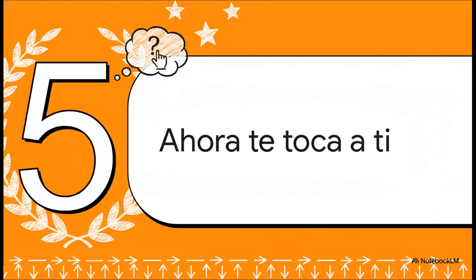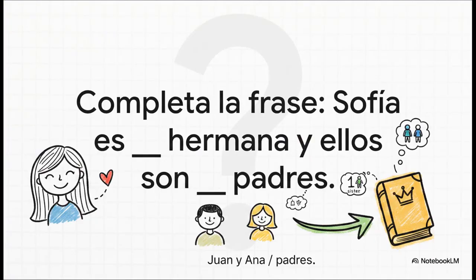Okay, enough theory. It is time to put the golden rule to the test. Let's see if you can apply what we've just learned with a little challenge. Imagine you are Carlos. How would you complete this sentence? Sofía es mi hermana, y Juan y Ana son mis padres. I'll give you a moment to think about it. Look at what's being possessed. One sister and 2 parents.